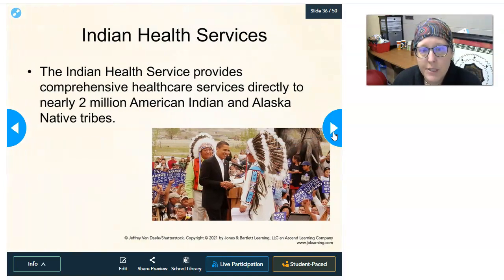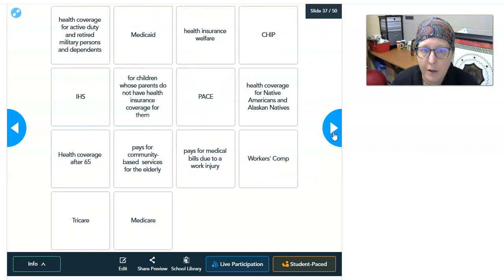Indian Health Services. Indian Health Services provides comprehensive healthcare services directly to nearly 2 million American Indian and Alaska Native tribes. So care is targeted to those populations and managed, again, by the government. So it's federally mandated funds and services for them. Okay, so you can do the matching to match all of these different plans and what they are.